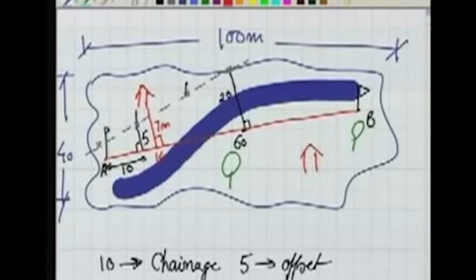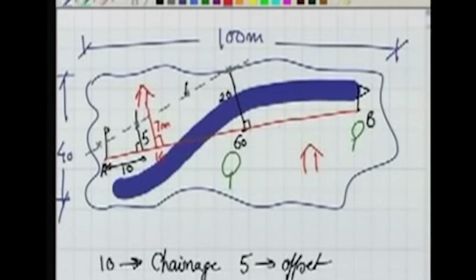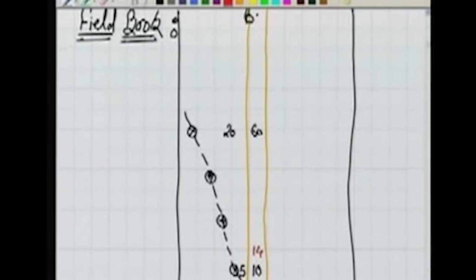What is the meaning of that? In my field book, at 14 chain edge, which side is it? Again, if I am walking from A to B, it is on my left. So walking from A to B, on my left at 7 meter. So I am writing 7 here. So what is the meaning of this? The 14 is the chain edge, 7 is the offset, and there is a house. This is a symbol for the house. So I am writing it in my field book.